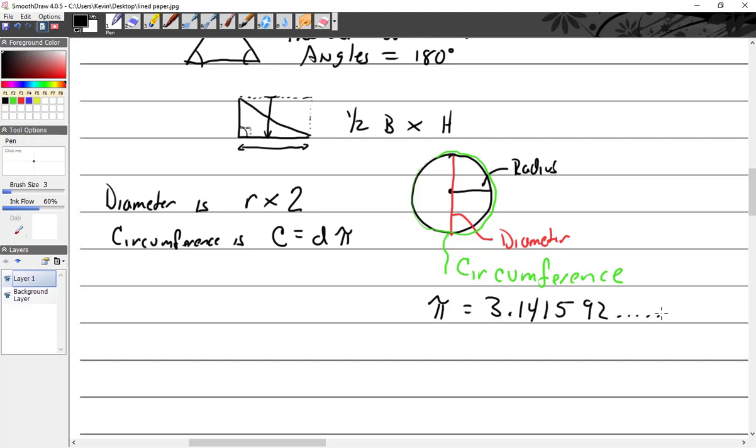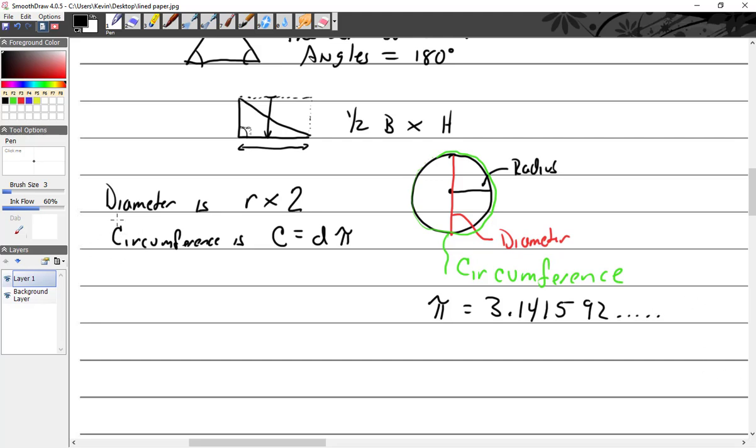We have a pi key on both the calculators. I just have to remember where it is. It's the third one down on this one, and the fourth one down on the other one. It's almost the exact same spot. So we would just use something like that.